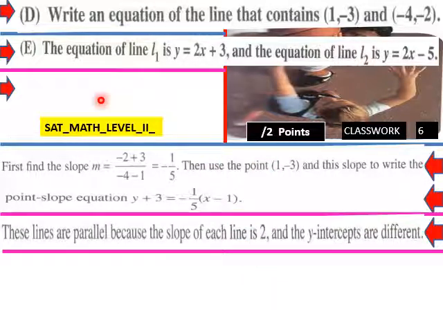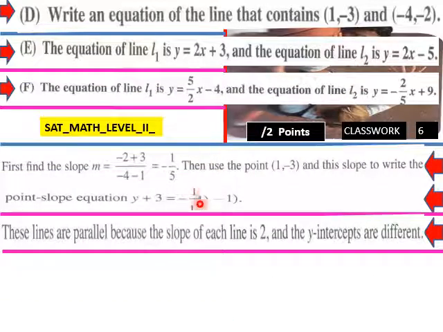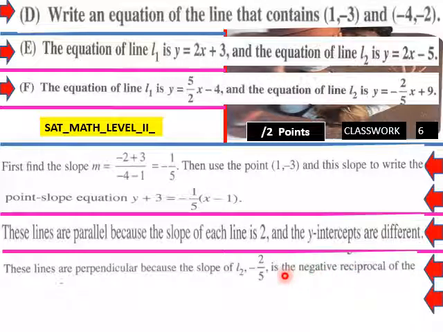And then for F, the equation of line 1 is y equals 5/2 x minus 4, and the equation of line 2 is y equals -2 over 5 x plus 9. These lines are perpendicular because this is the negative inverse. -2 over 5 is the negative inverse of 5 over 2, right? So they are perpendicular.